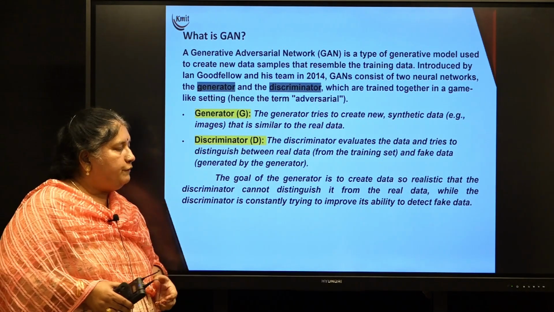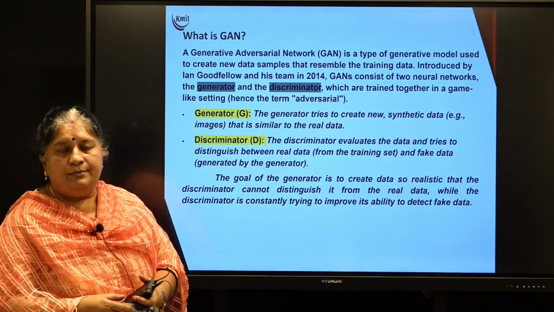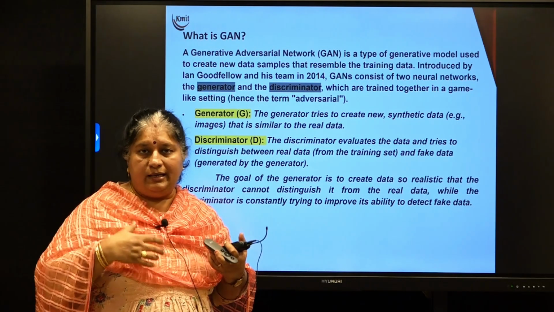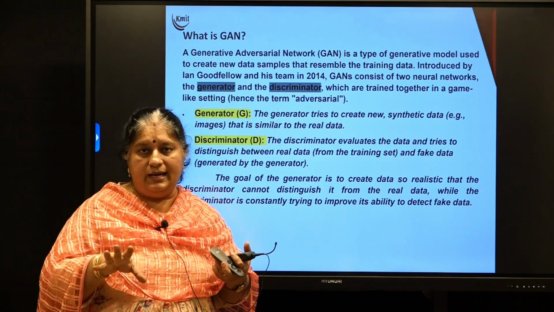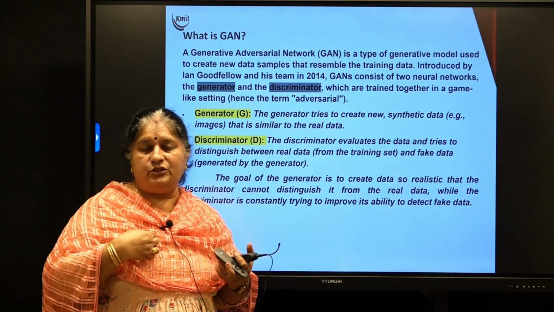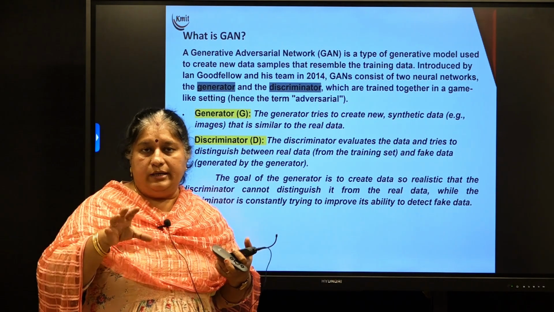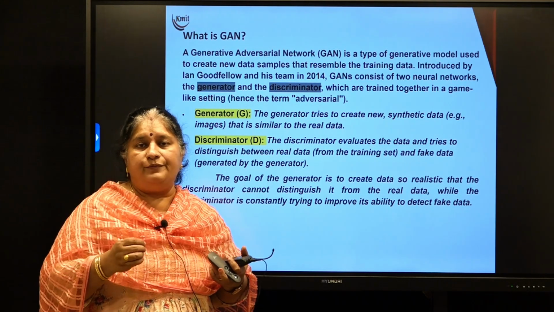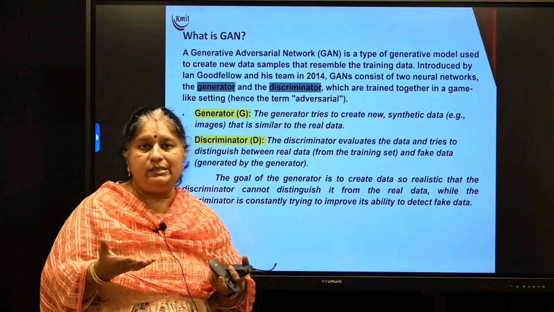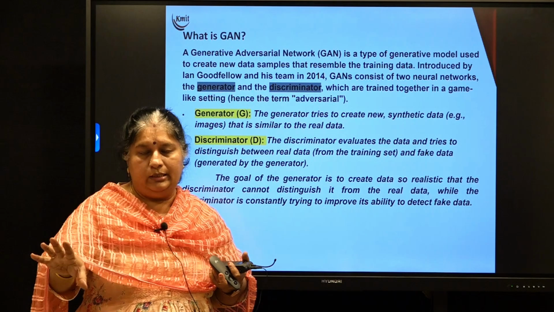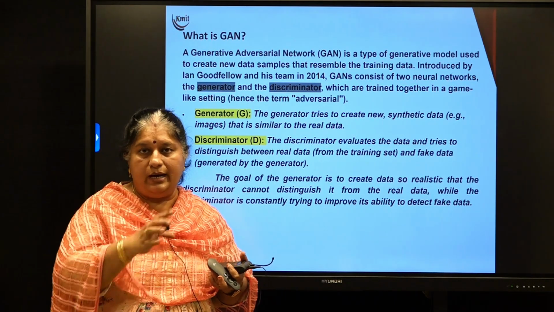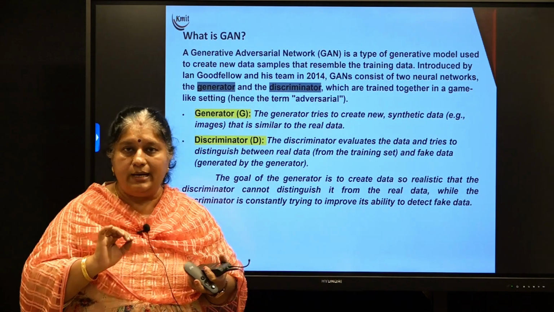What is the goal of the generator? If I am the generator, I am generating new synthetic data which resembles the real data. The purpose of the generator is to create data which is so close to the real data that nobody can easily distinguish that it is a generated one. So the generator always strives to create data which is very close to the real data.